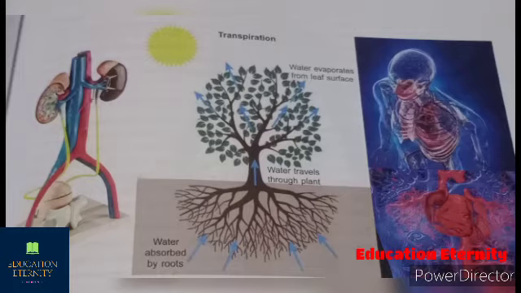What is the excretory system in humans? The human excretory system is composed of a pair of kidneys, two tubes called the ureters, and the urinary bladder. The kidney is a bean-shaped structure which works like a filter.